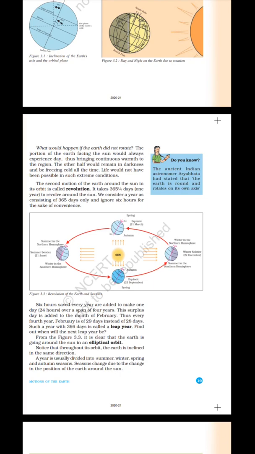From Figure 3.3, it is clear that the earth is going around the sun in an elliptical orbit. Notice that throughout its orbit, the earth is inclined in the same direction. A year is usually divided into summer, winter, spring and autumn seasons. Seasons change due to the change in the position of the earth around the sun.